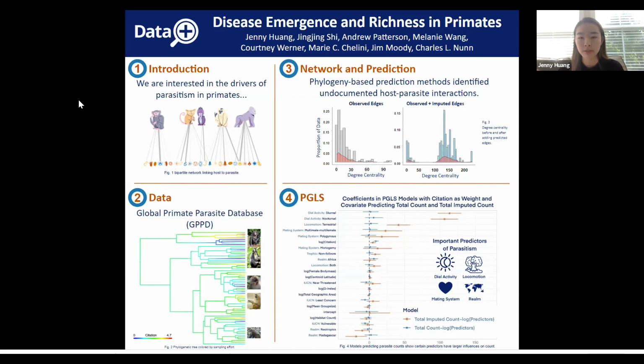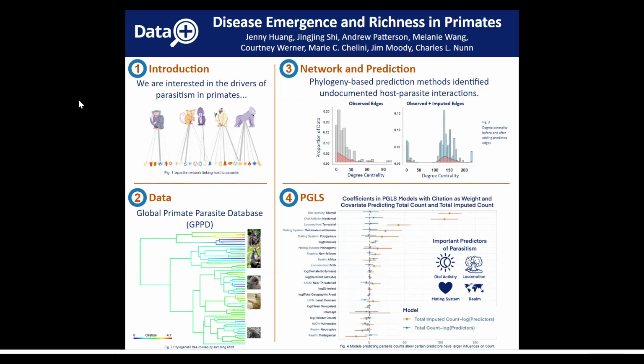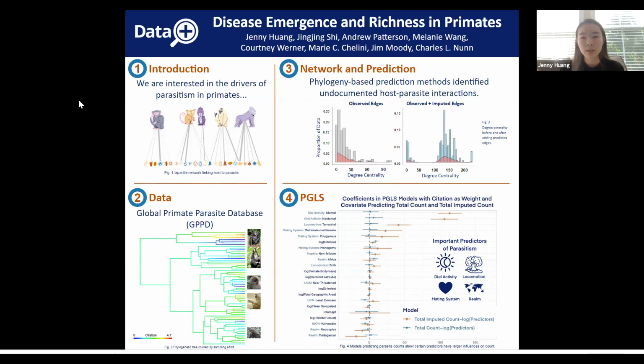These two graphs show the degree centrality, which is the number of edges connected to a node, against the proportion of data. After increasing undocumented links, you can see that the average degree centrality increases for the nodes in our network.